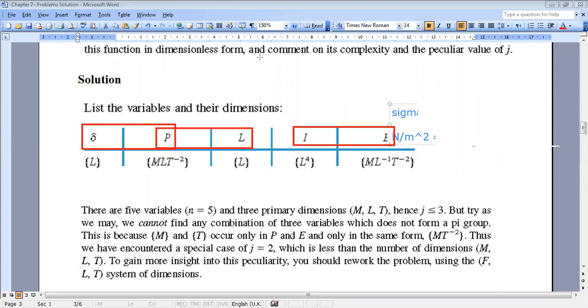And here, how many groups we will have? The number of groups will be N minus J, which equals 3. Okay? Because here it's 5 minus 2. So here I can form 3 groups, not 2, 3. Okay? Now, how to find the 3 groups? First, I choose any 2 variables that will not form a group. Let us see, for example, here, what they choose.